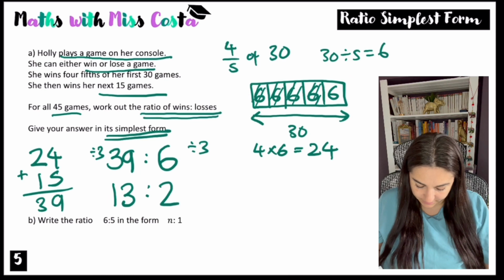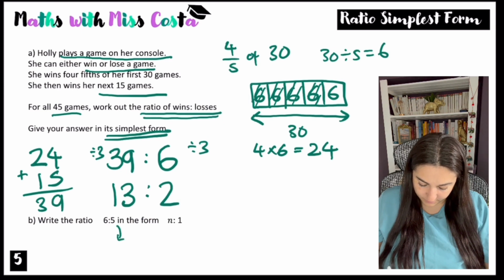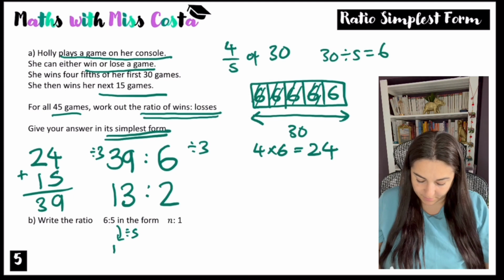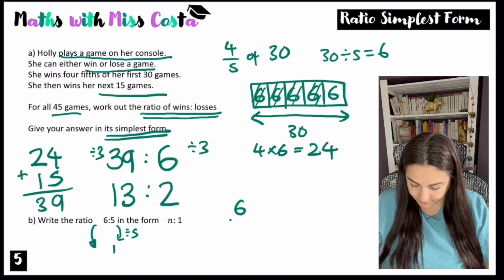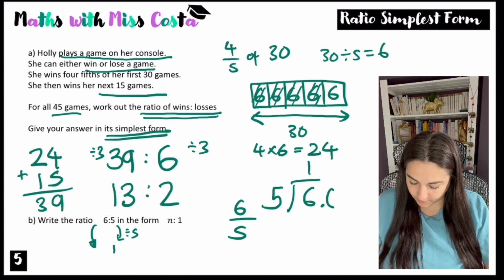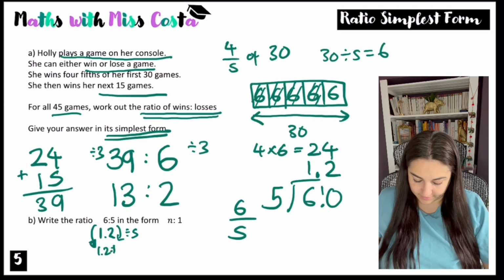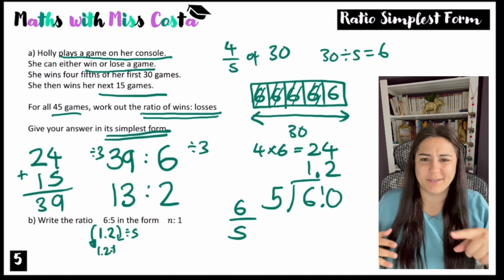Now over here, I need to write the ratio 6 to 5 in the form n to 1. So what that means is, how do I get from 5 to 1? I divide by 5. So to turn my 5 into 1, I'd be dividing by 5. I do exactly the same here. So I do 6 divided by 5. How many times does 5 go into 6? Once. Remainder 1. How many times does 5 go into 10? 2. So that would be 1.2 to 1. That's how you do the ratio n to 1, but I don't think this is coming up in this one, it's coming up in paper 2.